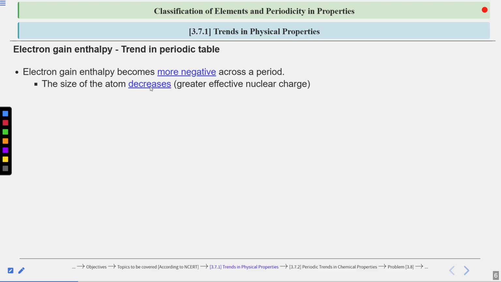The reason behind it is that, when we move from left to right, the size decreases. Now the incoming electron will be accepted easily because the size of the atom is small. Therefore, the distance between the outermost shell and the nucleus is less. Therefore, adding the electron at the outermost shell is easy. So this is very important, that your electron gain enthalpy becomes more negative because the size of the atom is decreasing.